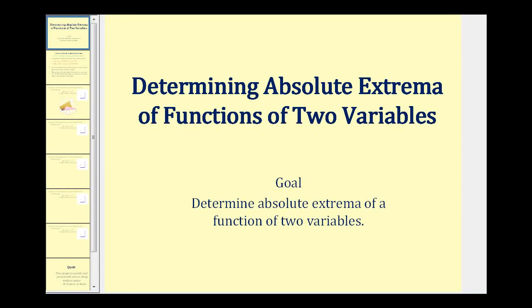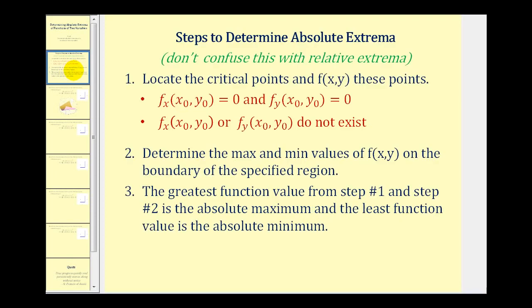Welcome to a video on determining the absolute extrema of a function of two variables. Here are the steps we'll take to determine the absolute extrema. Number one, we'll locate the critical points and the function values at these points. Remember, the critical points occur where the first order partials are both equal to 0 or where they do not exist. Next, we're going to determine the max and min function values on the boundary of the specified region.